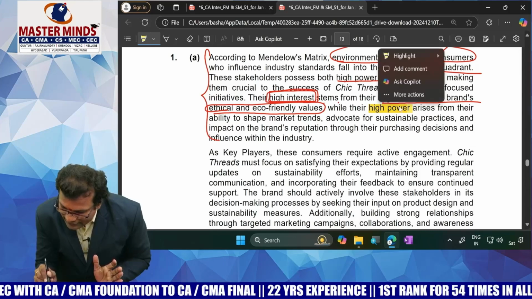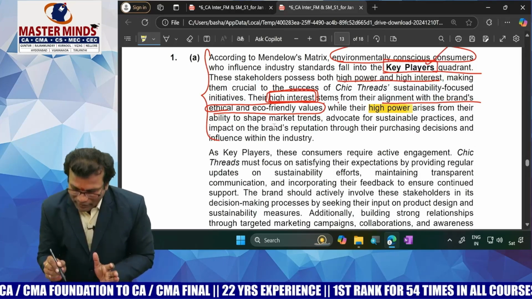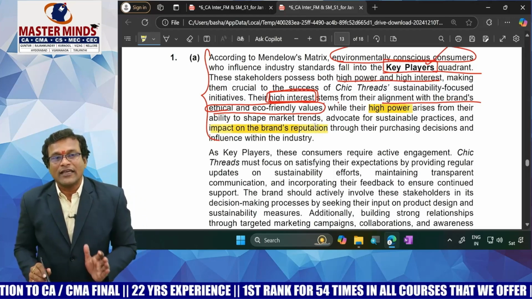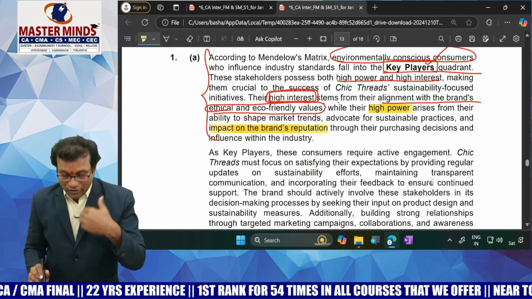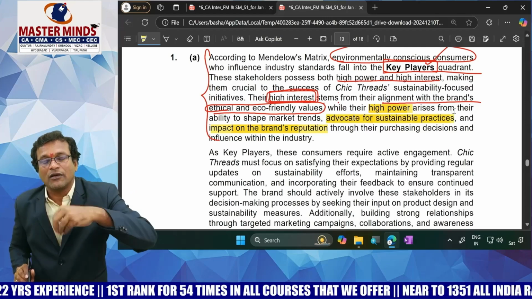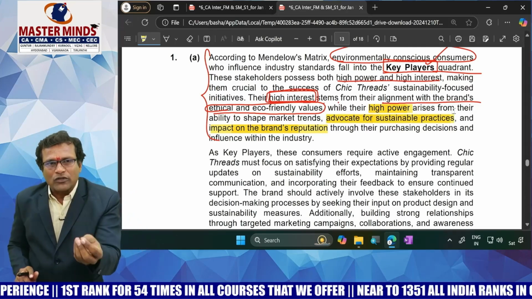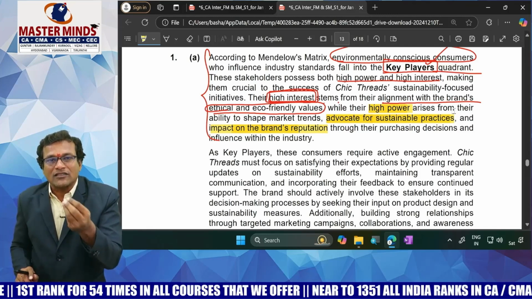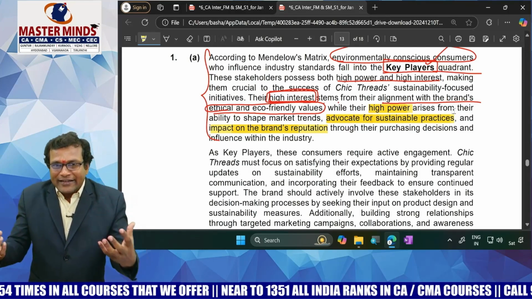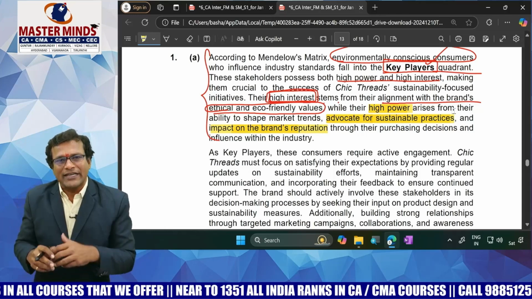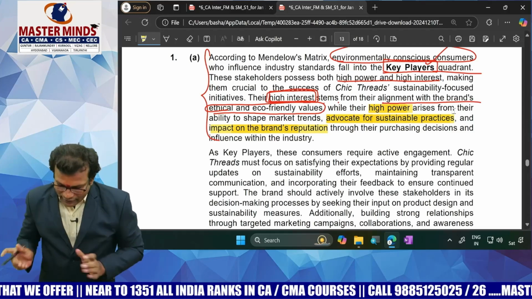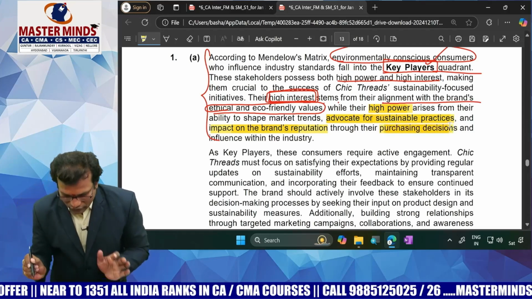Now look at that one. While their high power arises from their ability to shape market trends, right? Their impact on the brand reputation, they can give some references. They will refer other consumers also. They will advocate for sustainable practices. What do you mean by advocating for sustainable practices? You can ask for some inputs regarding sustainable practices. This is the way of being in touch with such consumers. You can gain trust from such consumers, right? By taking some suggestions, please use those suggestions also. This is called maintaining healthy relationships, right? And their purchasing decisions will affect your sales.